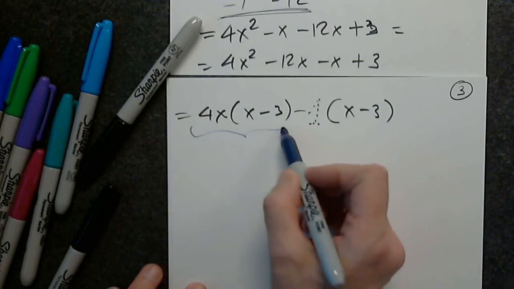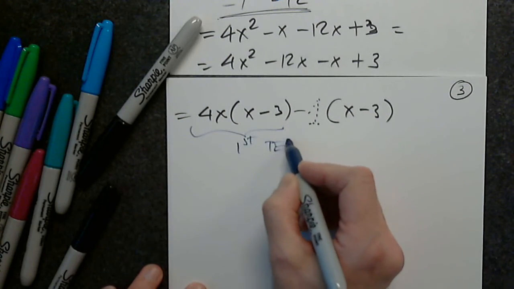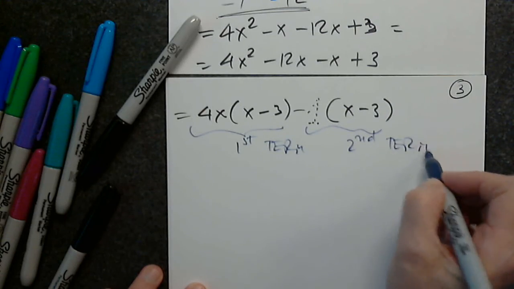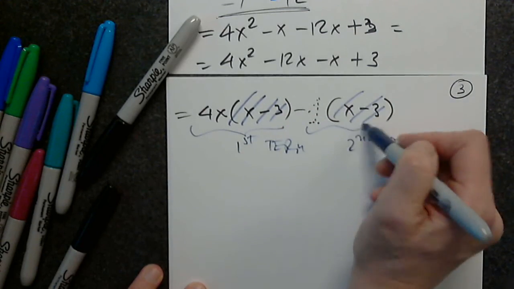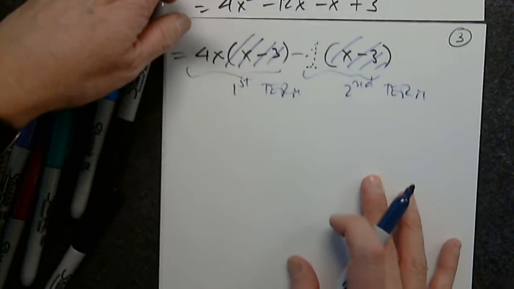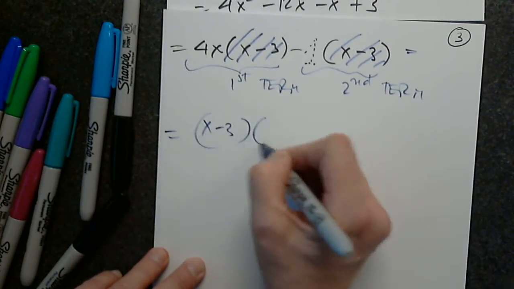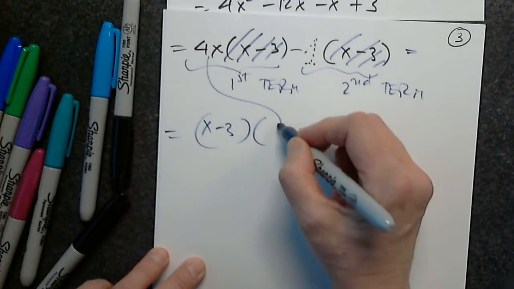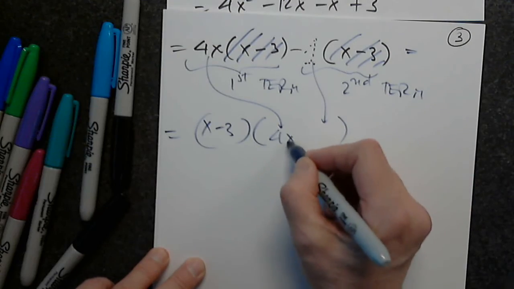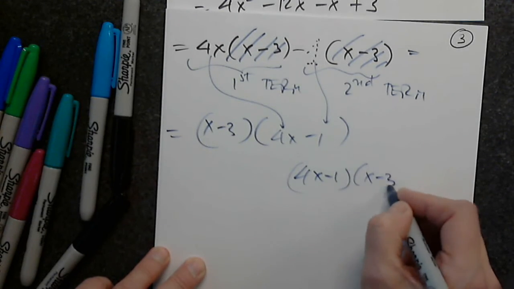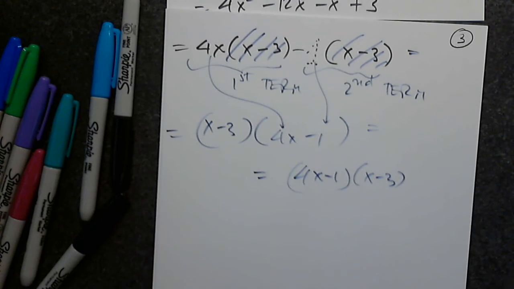Well, this is term 1. This is second term. And they both have a common factor. Do not erase it like that. Don't cross it out. There is no need. I'm just pointing out that you factor out x minus 3. And what you have left is this, which is 4x minus 1. Or if you write it as 4x minus 1 times x minus 3 is still the same thing. Very good question.